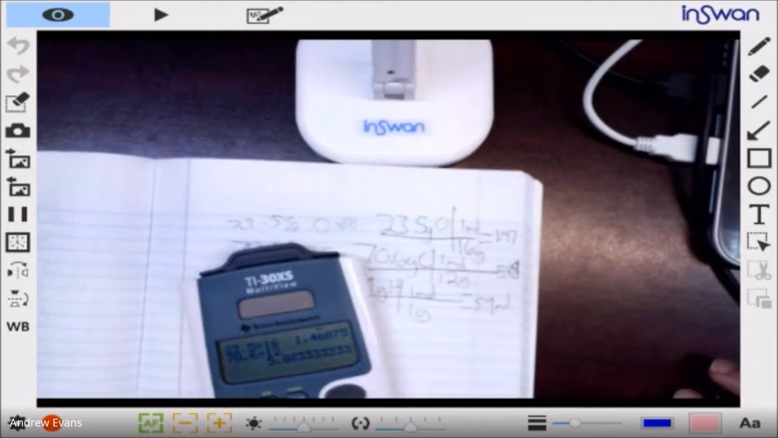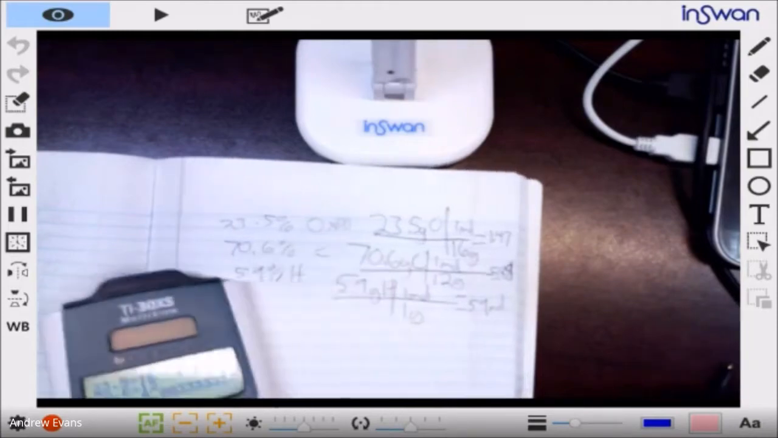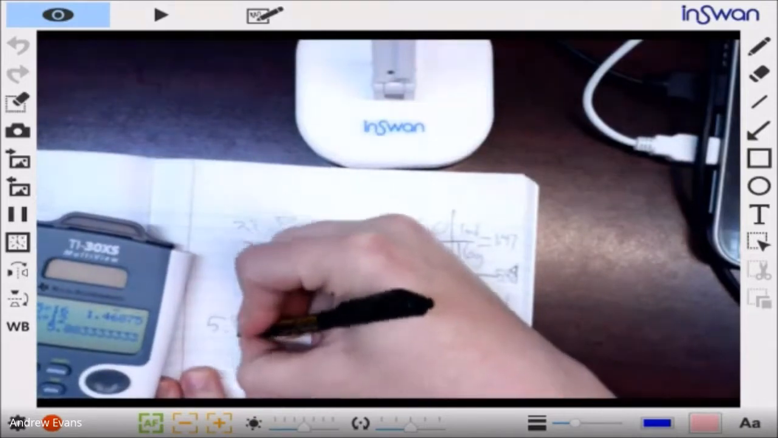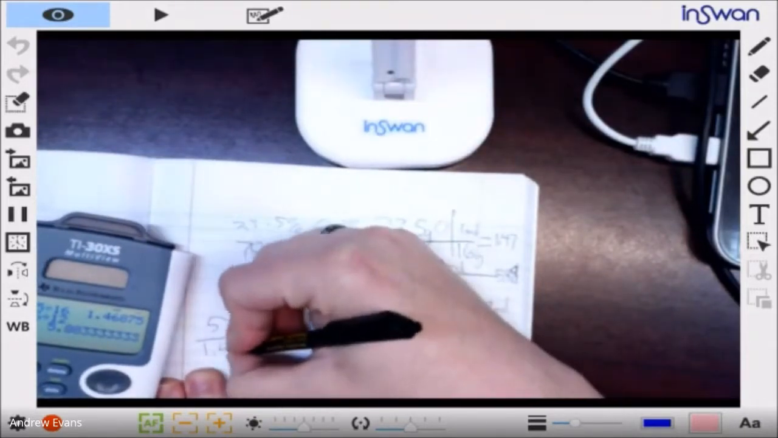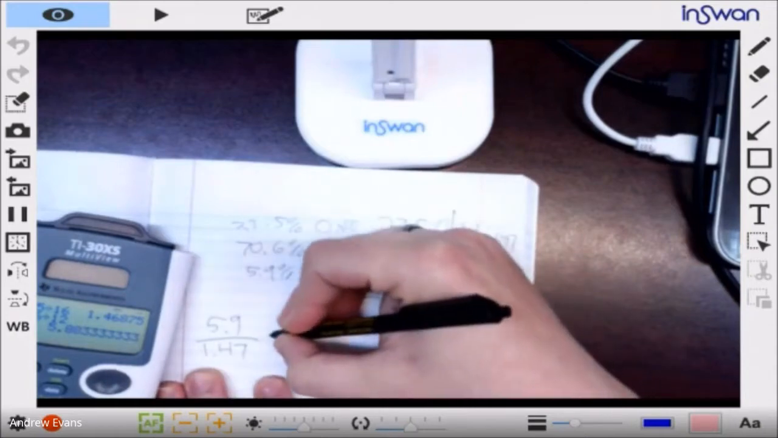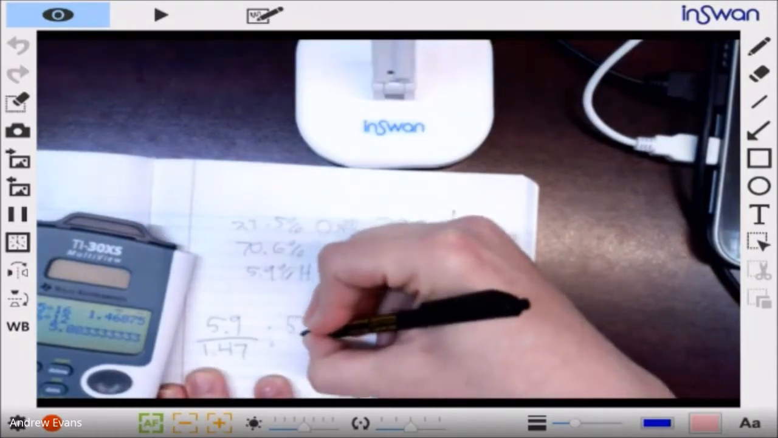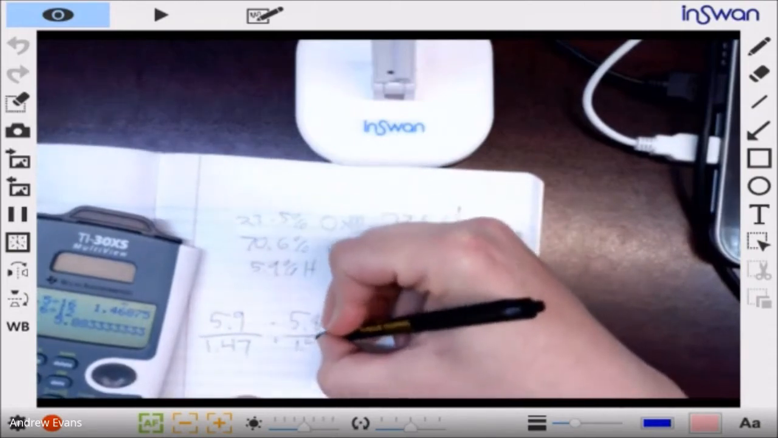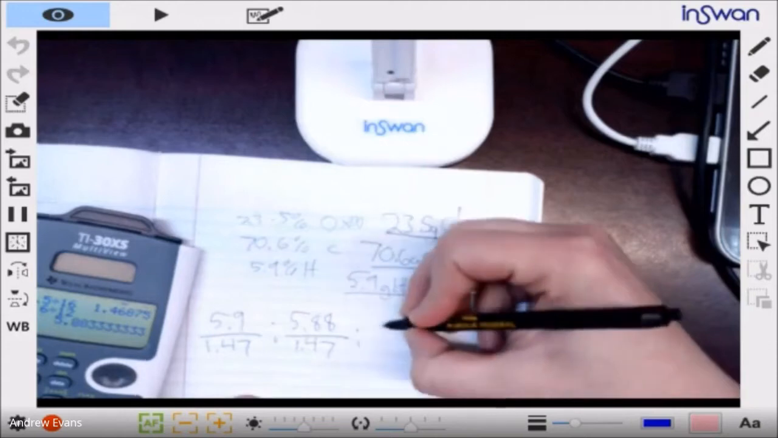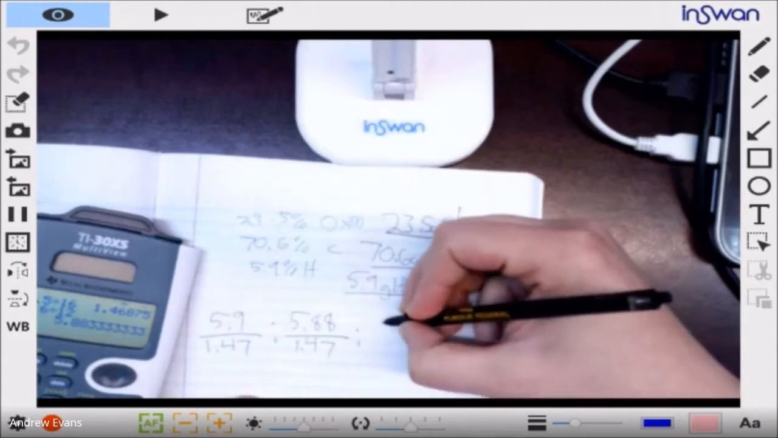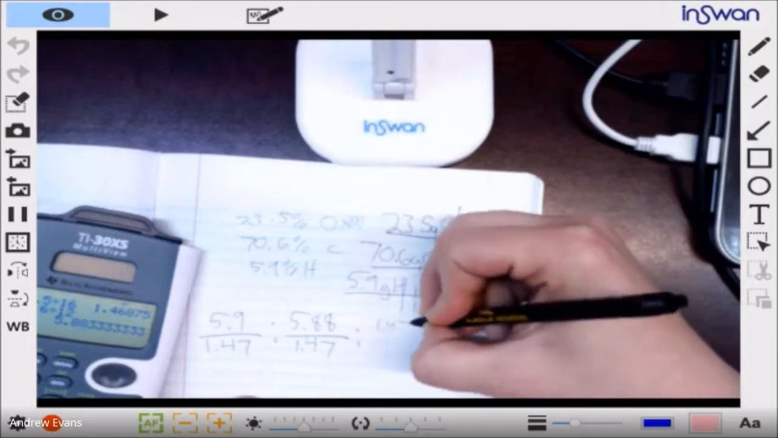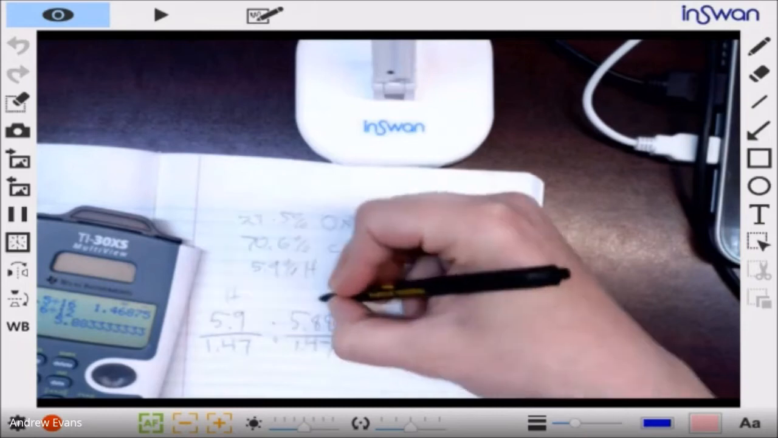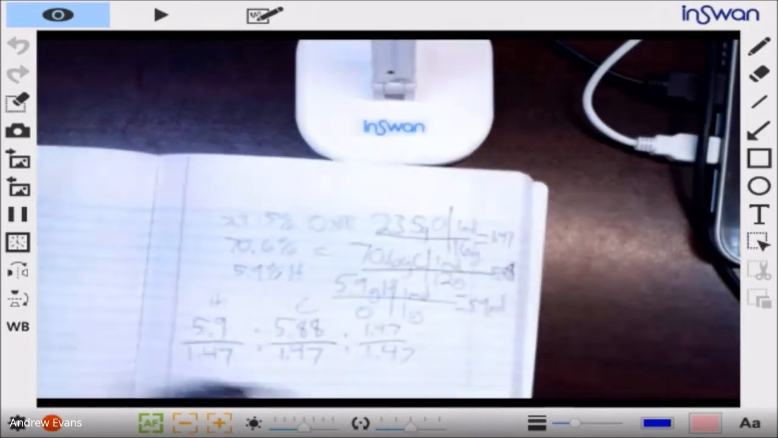Essentially 5.9. Now, to get the mole ratio, we're going to take the moles of each one and divide by the lowest amount. So we're going to divide 5.9 by 1.47, 5.8 by 1.47, and 1.47 by 1.47. What is the ratio of hydrogen, carbon to oxygen?